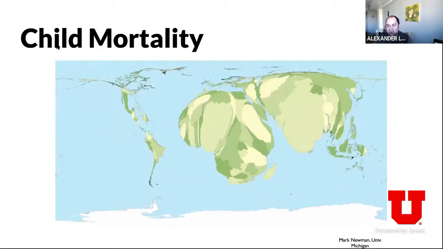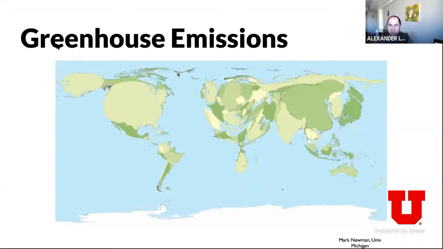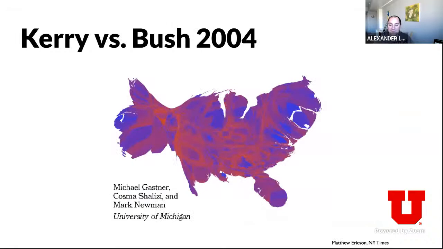Or if you scale by child mortality, we get these very different maps. They make a point, but they're also very weird to look at. Or greenhouse gas emissions. And this was a map, Kerry versus Bush of the United States. And I would argue that this isn't a map that I would show to people, just because it's not all that valuable, right? I don't really have a good geographical sense here anymore.